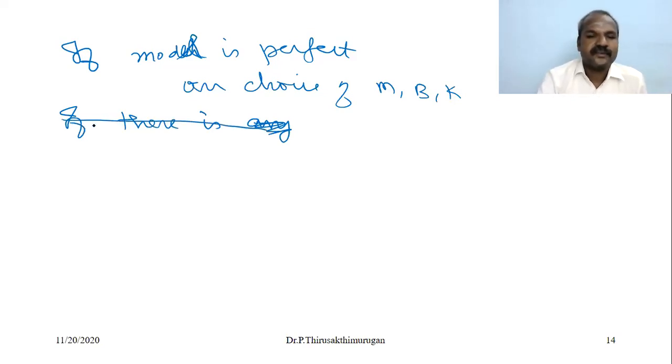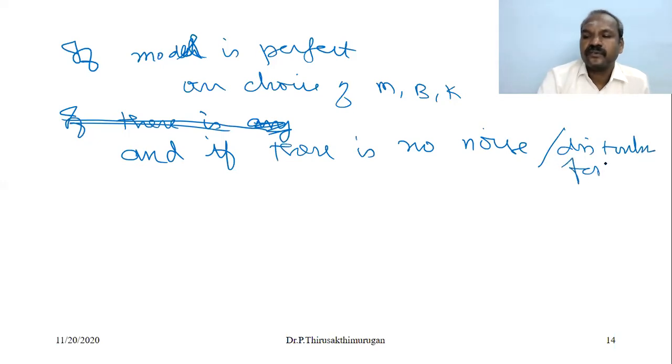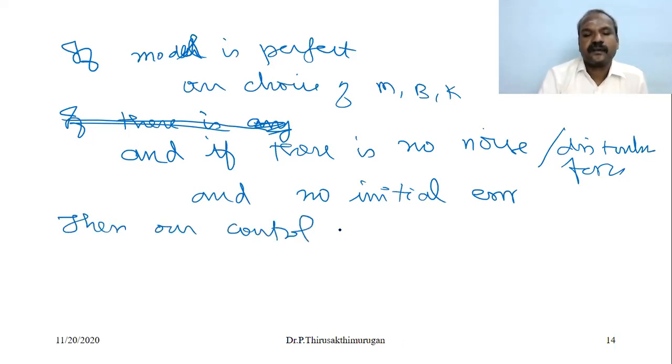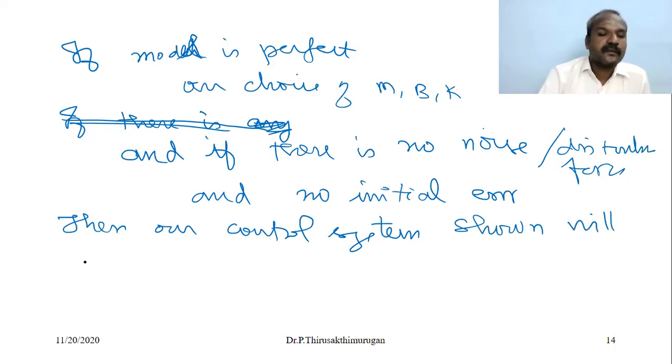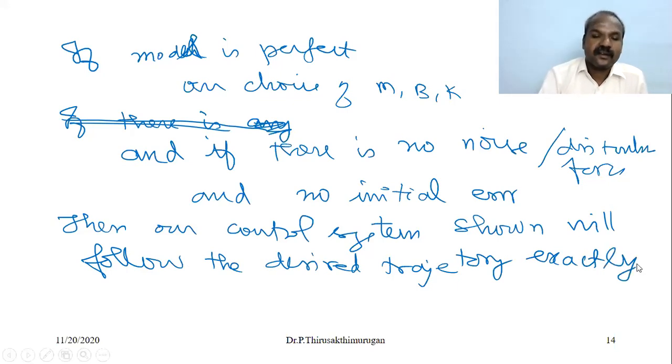Okay, understand. First, let me clearly tell you. If the model is perfect, our choice of m, b, k is correct, and if there is no noise or disturbance force, and no initial error, then our control system shown will follow the desired trajectory exactly. Understand? Now you can easily understand.